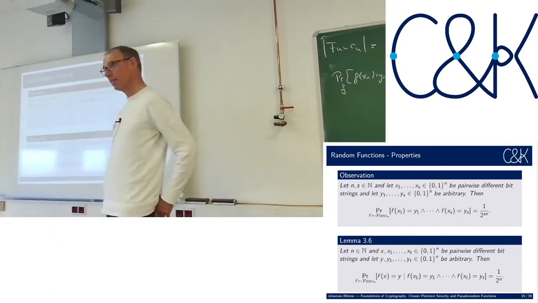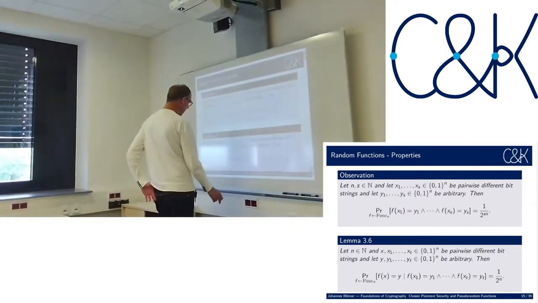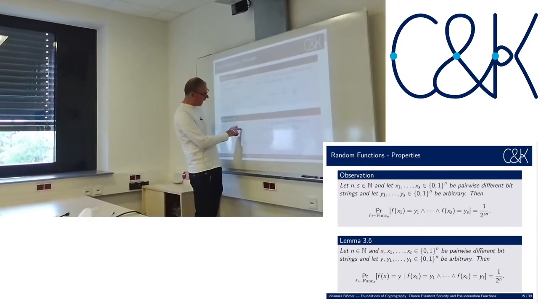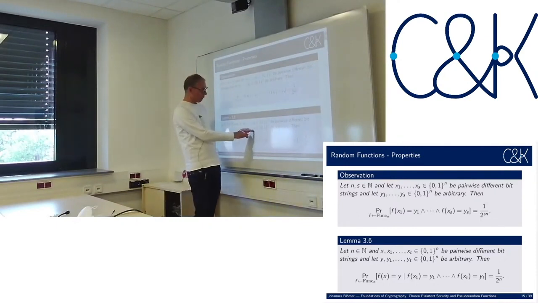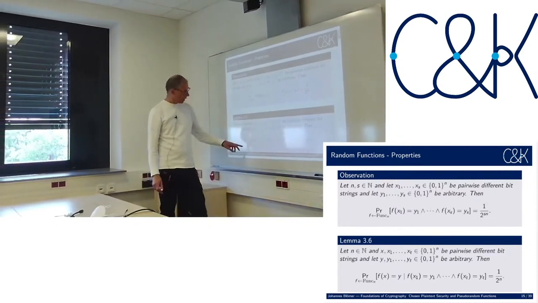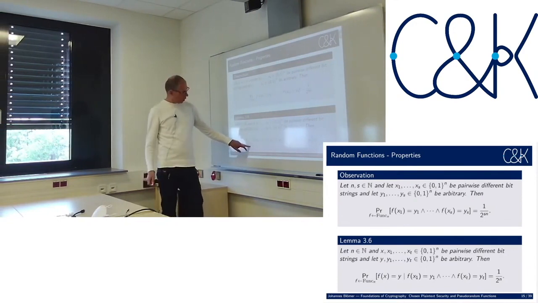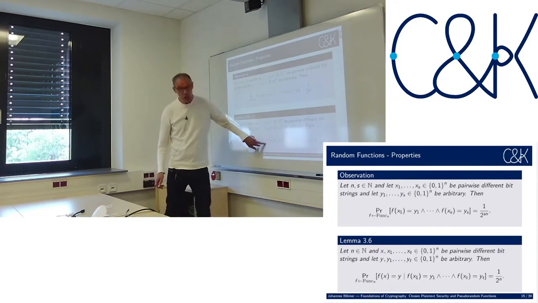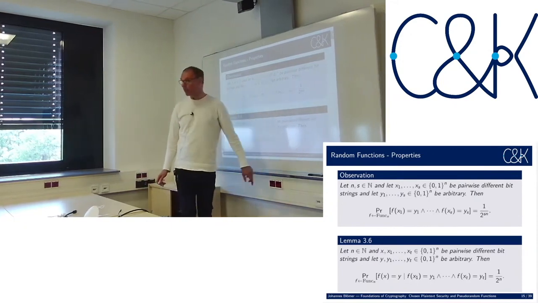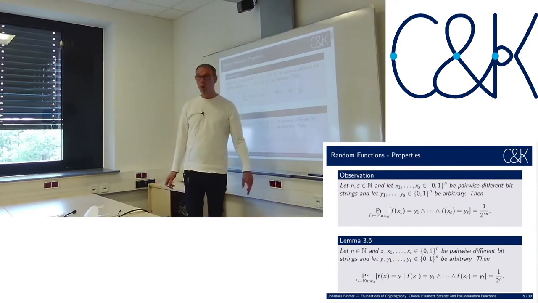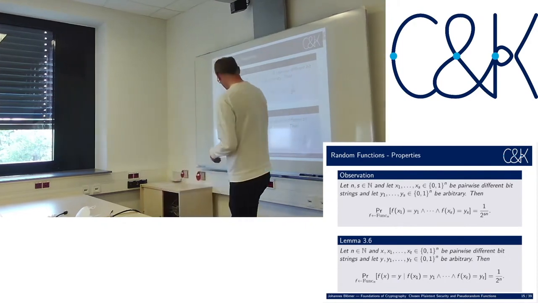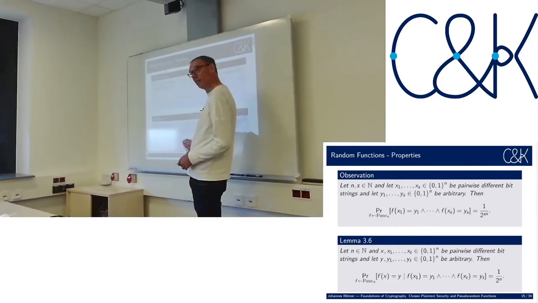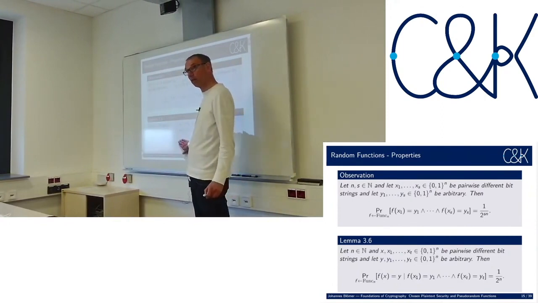So the important lemma, which justifies the way Henrik picked his on-the-fly values for the function, says: let n be in N, let x, x1, ..., xt be in {0,1}^n pairwise different, let y, y1, ..., yt be arbitrary. Then the probability over the choice of the function that f of x is equal to y, conditioned on the other elements already being fixed, is 1 over 2 to the n. It's the same as this thing here, which is also 1 over 2 to the n.